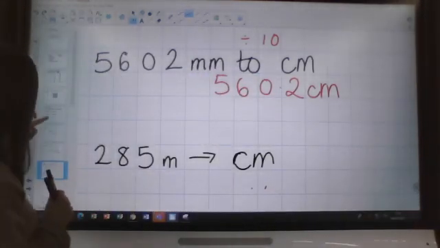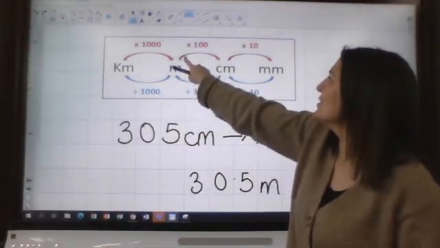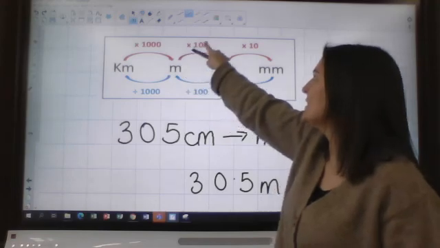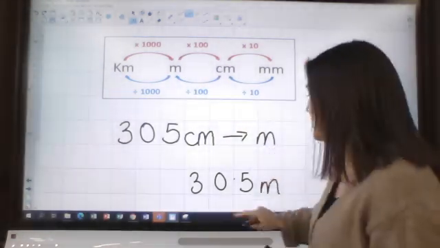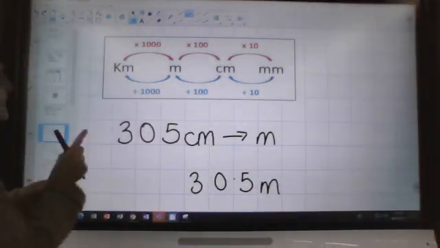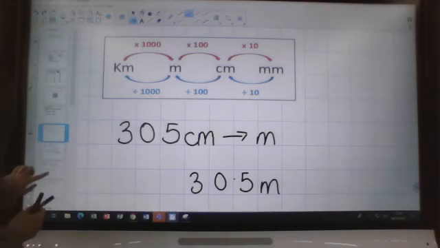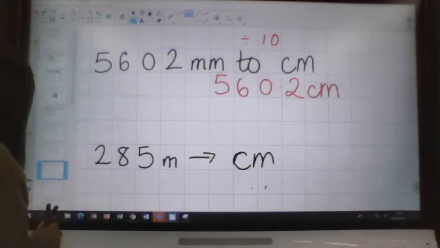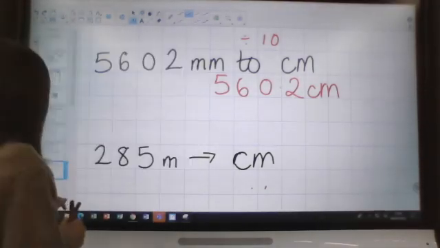So I've got to go metres to centimetres. So when I'm going metres to centimetres, look, it's this way, this arrow. Metres to centimetres, I am multiplying by 100. So I'll go back to my question. Metres to centimetres is multiplied by 100. So back to my question. So metres to centimetres. So 285 metres to centimetres.